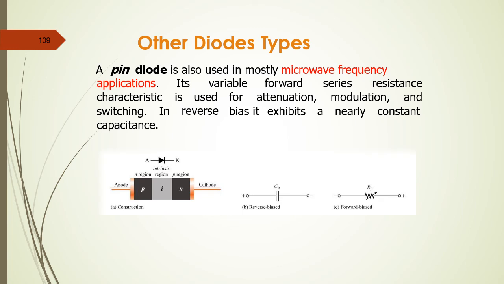Okay, another one we have is the PIN diode, which is also used mostly in microwave frequency applications. Microwave frequency means that the frequency is very high, so that means this is a very fast switching application. Its variable forward series resistance characteristic is used for attenuation, modulation, and switching. In reverse bias, it exhibits a nearly constant capacitance.